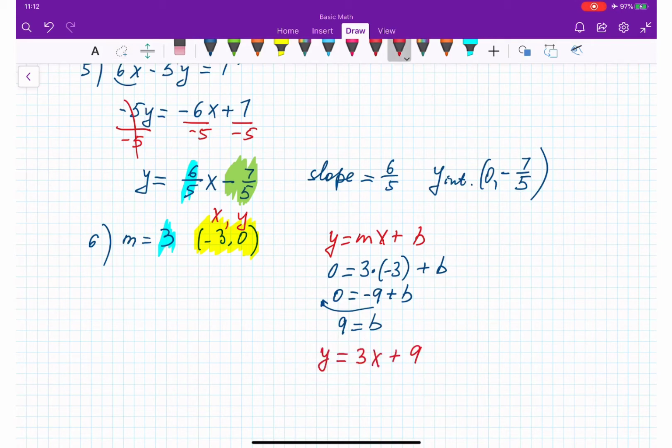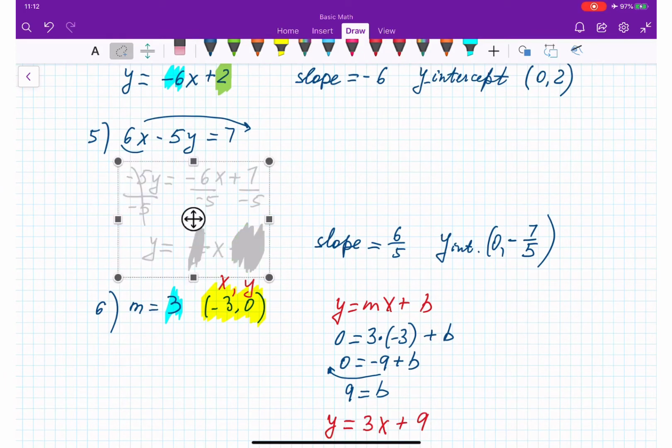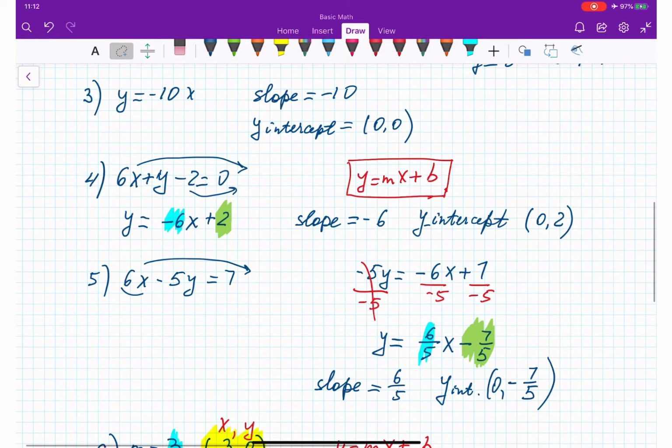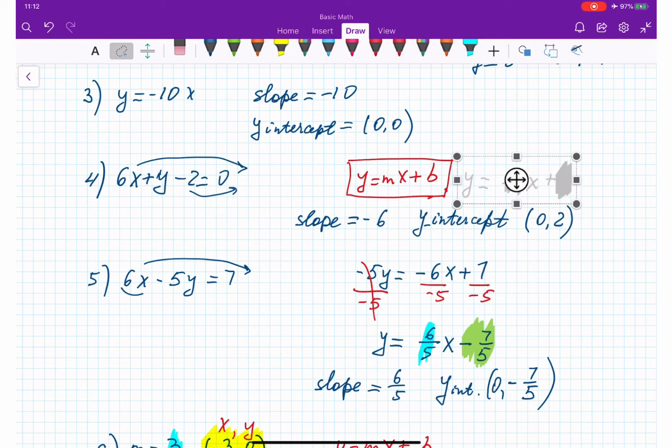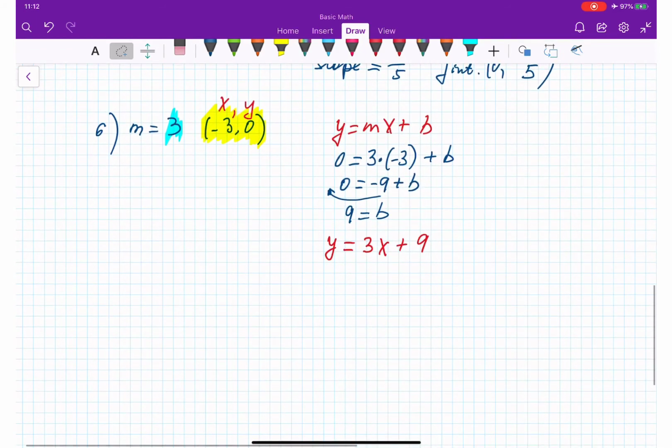Okay? All right. Let me move this solution also to this side so we can be more organized. That's right. Okay, this way is more organized. Number 7.